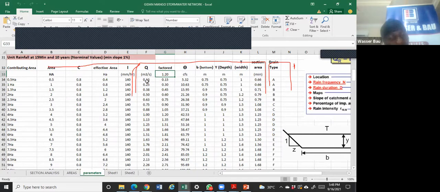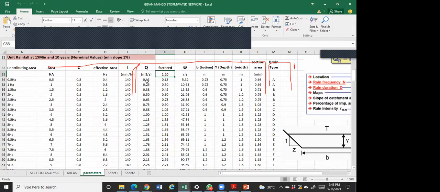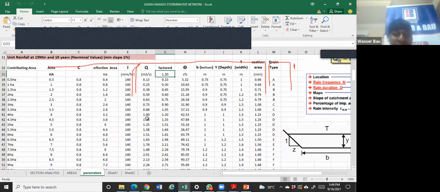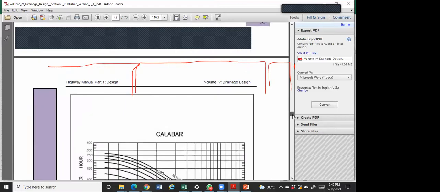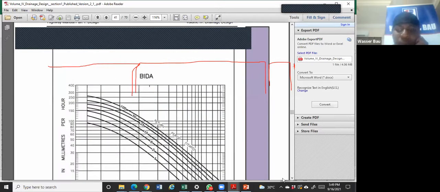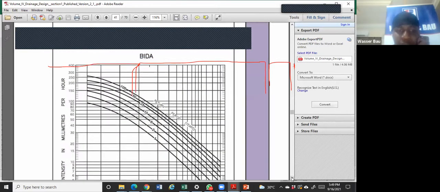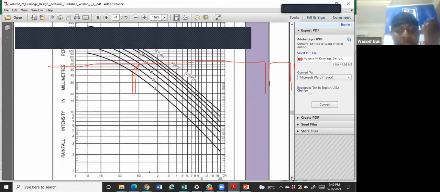Yes, sir. What was the basis of this intensity? You picked 140 millimeter per hour. So what's the basis? The basis is that this design was for Abuja. So we went to the highway design manual and searched for Abuja. It wasn't there, so I saw Bida. Is it Bida or Minna? Watch me now. So we used a 10 years return period.